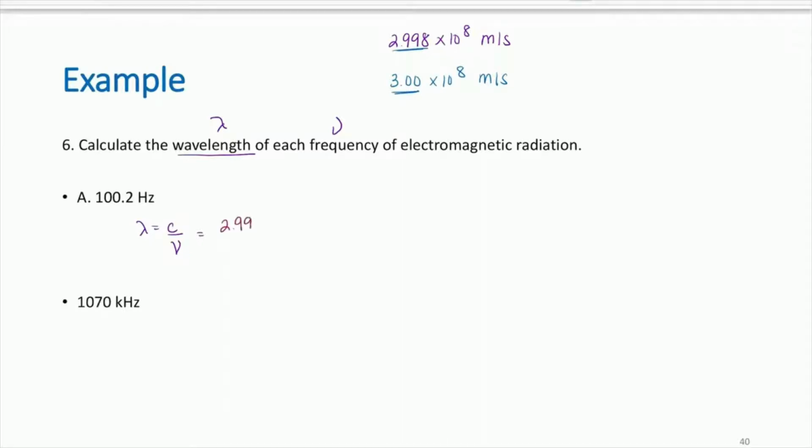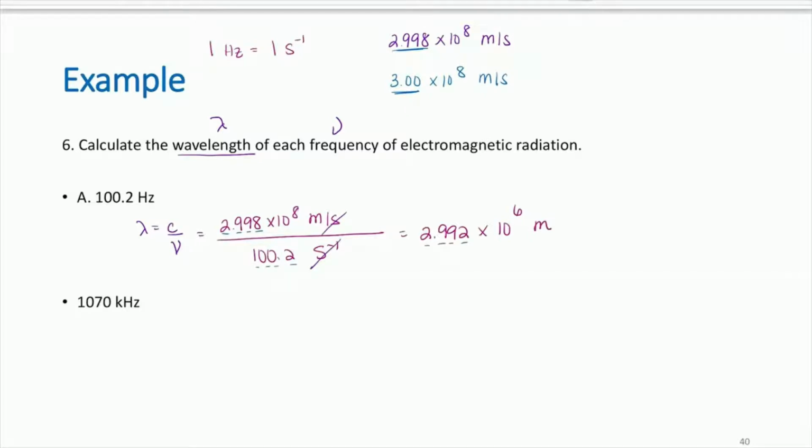So 2.998 times 10 to the 8th meters per second divided by 100.2 hertz. 1 hertz equals 1 second to the minus 1. It's 1 cycle per second. So I'm going to replace this with seconds to the minus 1 just so it's very clear on my units here. When I calculate this out, I get 2.992 times 10 to the 6th meters. 4 sig figs. Again, if you'd use 3.00 there, you would have 3 sig figs here.